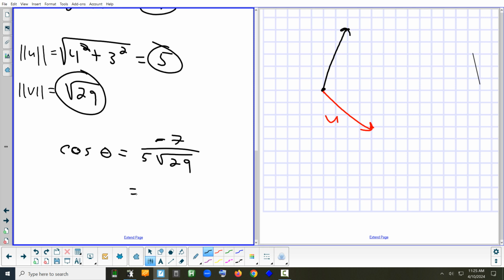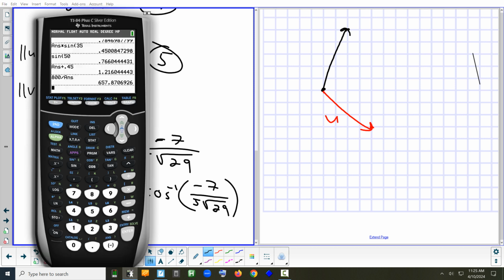Okay, and what do we do to get theta by itself? Inverse cosine. Okay, so the angle is the inverse cosine of -7 over 5 square roots of 29. And let's see if we get something that's around 100 degrees. So -7 divided by, if you want to type it all in at once, that's fine. But type it in exactly how I just did, with the parentheses.